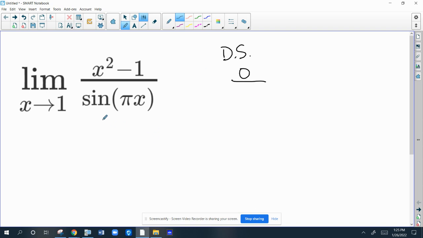If you plug in 1 to the sine of pi x, you'll get the sine of pi. And the sine of pi is 0, because the y-coordinate would be 0 at pi. So you have this 0 over 0, which indicates an indeterminate limit. It just tells you the limit can't be determined with just this direct substitution. But it is a form that you can use L'Hopital's rule on.